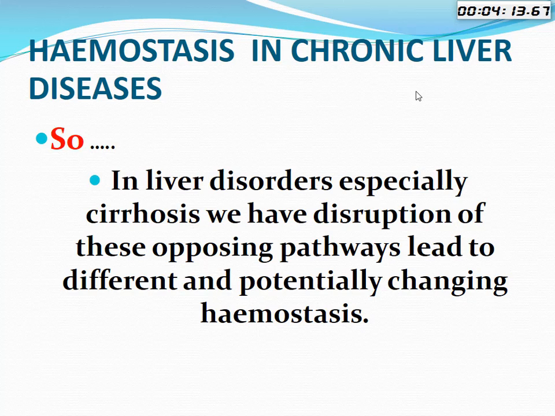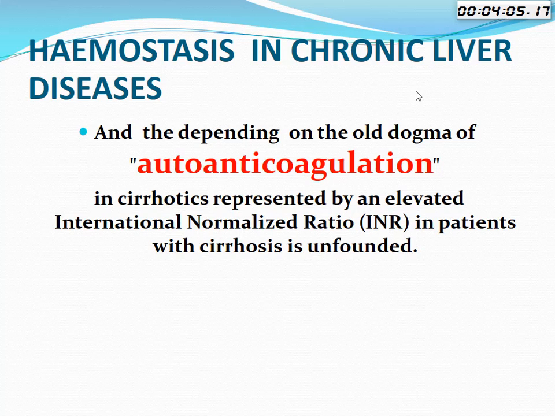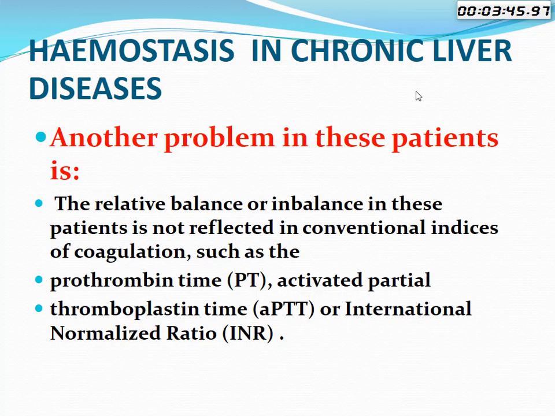So in liver disorders, especially cirrhosis, we have a disruption of these opposing pathways, leading to potentially changed hemostasis. So the term auto-anticoagulation, an old dogma in cirrhotics represented by an elevated international normalized ratio in patients with cirrhosis, is unfounded. So it is difficult to use this term now.